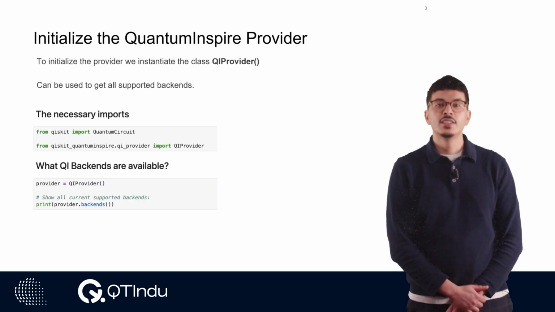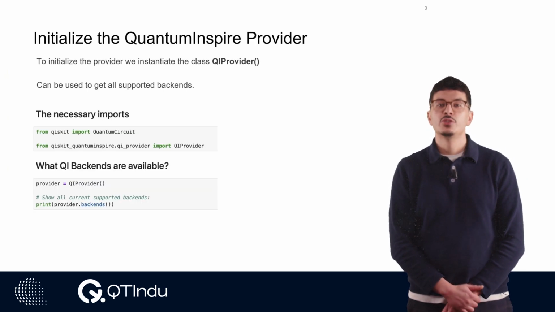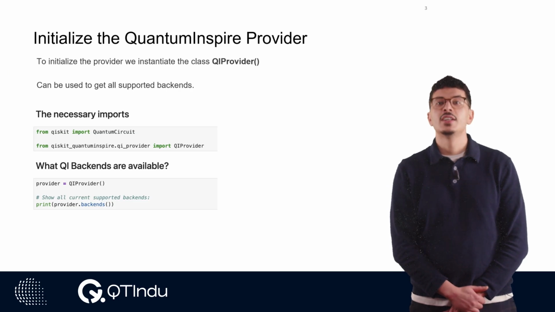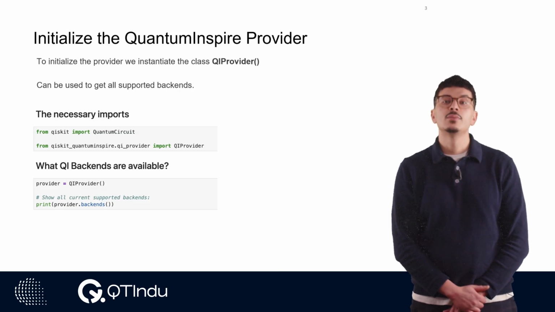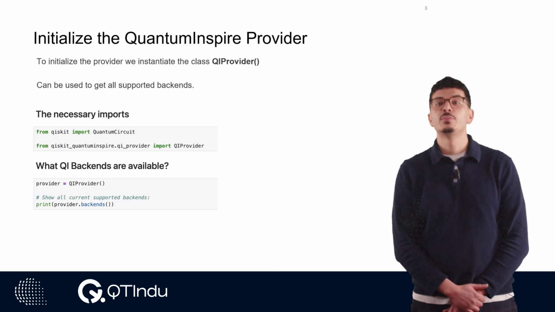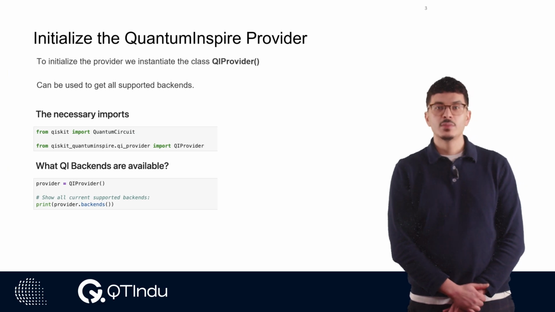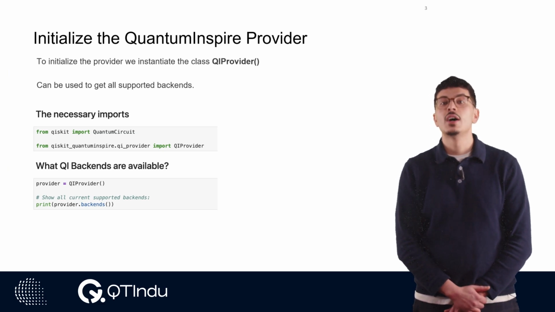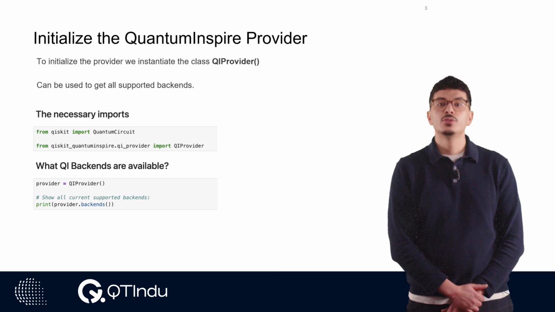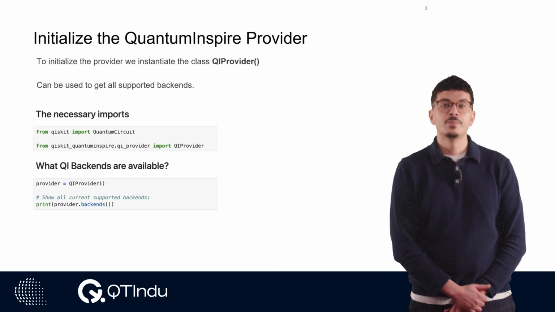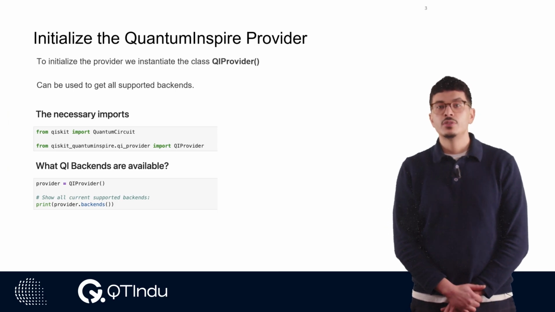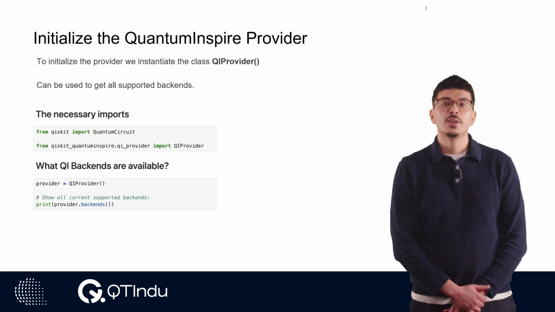Qiskit uses provider instances to discover backends. As you might expect, the Qiskit Quantum Inspire SDK comprises a provider for the Quantum Inspire platform, called the QI provider. When instantiating this provider, the credentials stored by the QI CLI after login are read and used to collect all backends provided by QI. We can use this provider to retrieve and to show all available backends.